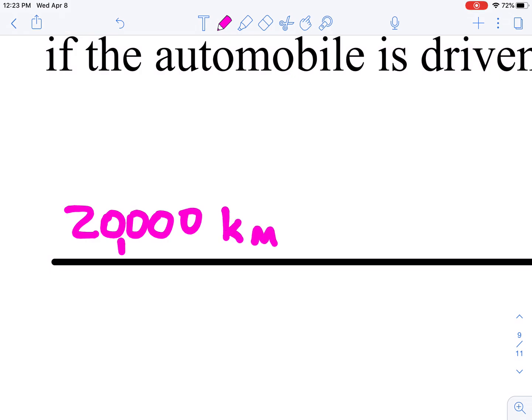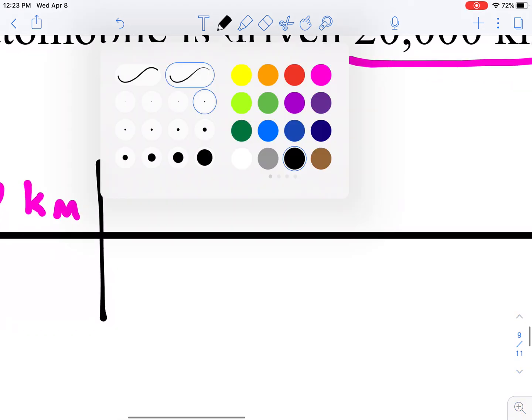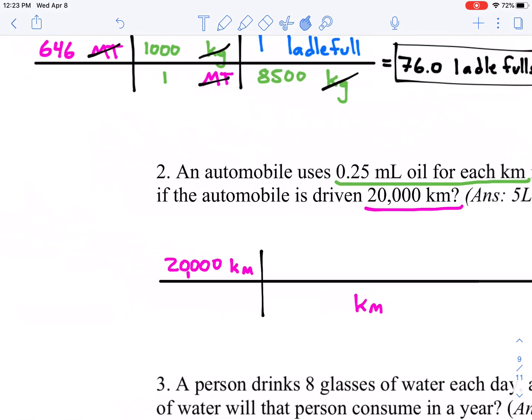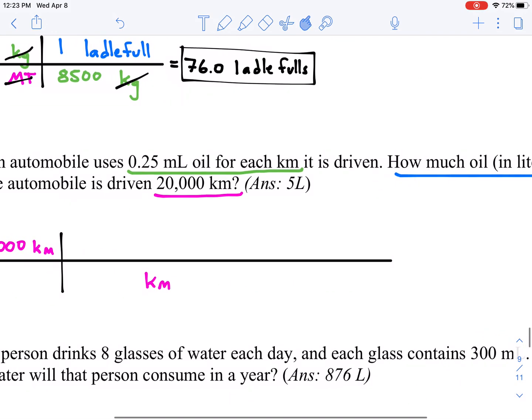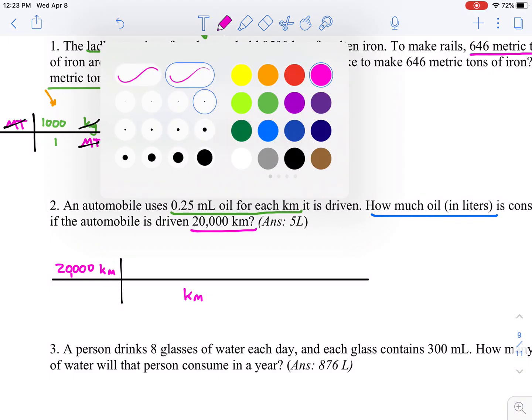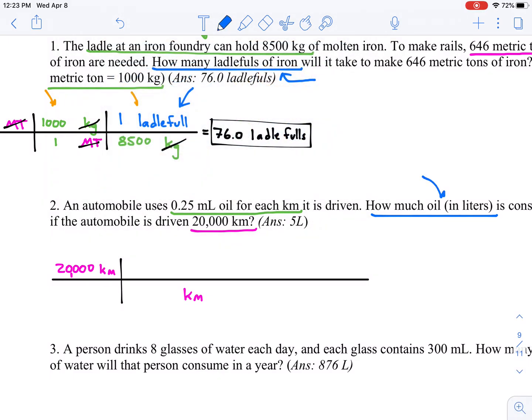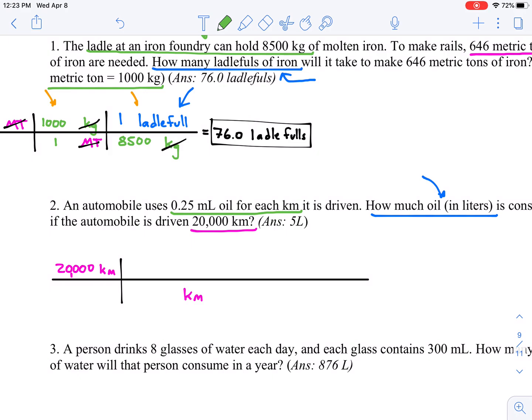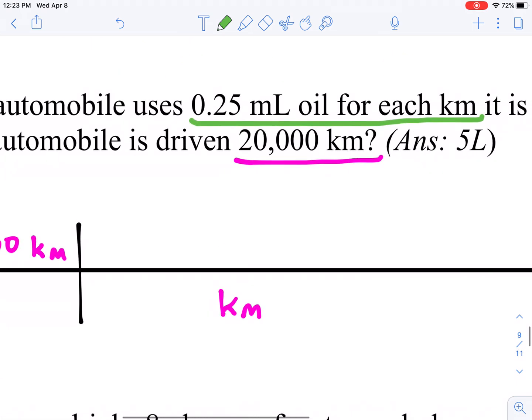We know before we do anything else that kilometers must be the unit that goes in the denominator of the next fraction. Now we're on a journey towards liters, and you'll notice that liters is a volume, and right now we have a distance, right? This is a volume, we have a distance. Ultimately, in our problem, there must be some conversion that takes us between distance and volume, and there it is in green. We know that every one of those kilometers requires 0.25 milliliters of oil.